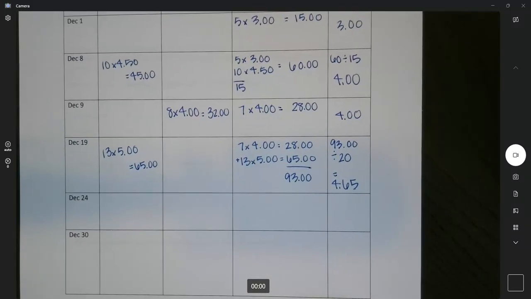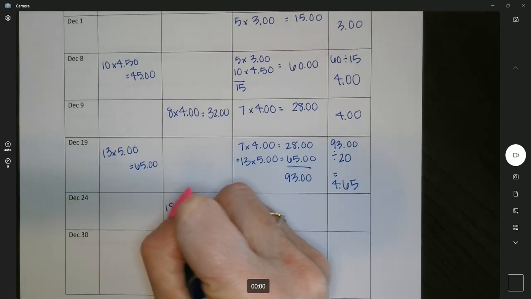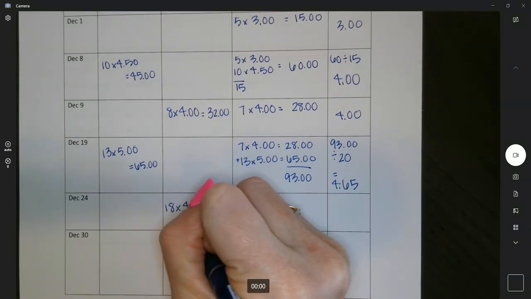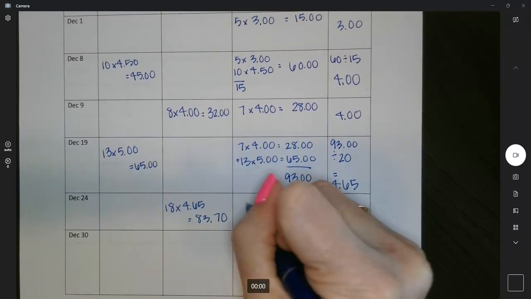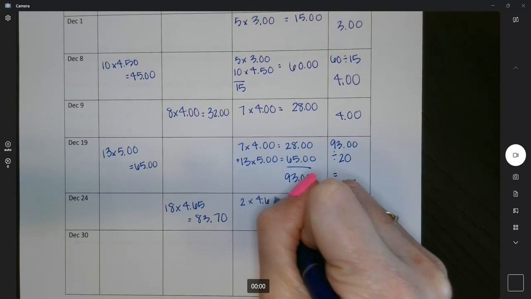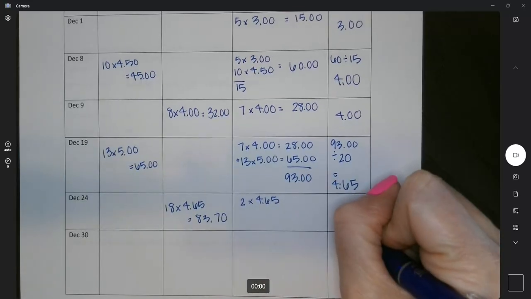Scooting this up. On December 24th, we sold 18 more units. We'll sell them at the $4.65. That'll be $83.70. That leaves us 2 at $4.65. Our weighted average is still $4.65.